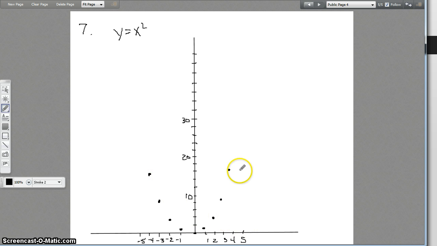Okay, and then 5 squared is 25. And negative 5 squared is 25.